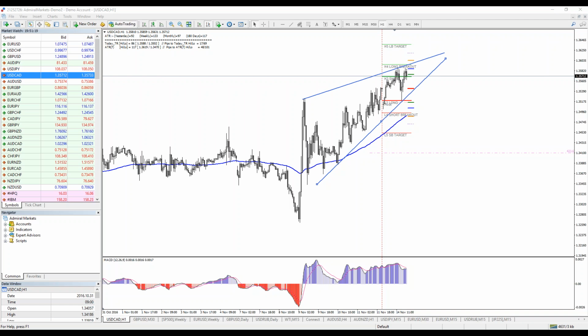Okay, and I think that is what we could see with dollar CAD. Two-way possible movement.